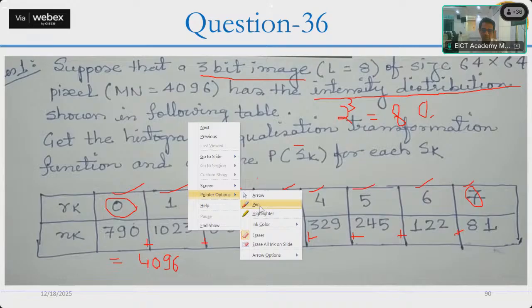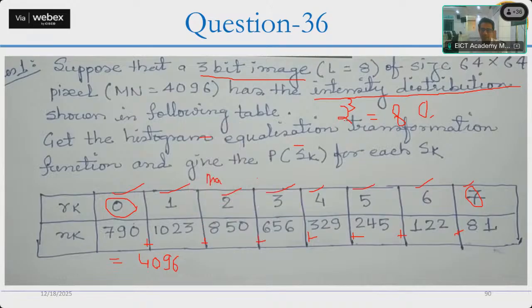So how will we apply the histogram equalization? This R is given, this N is given. What will we calculate after this? Can you tell? P of K, it is the PDF. What will be the PDF?